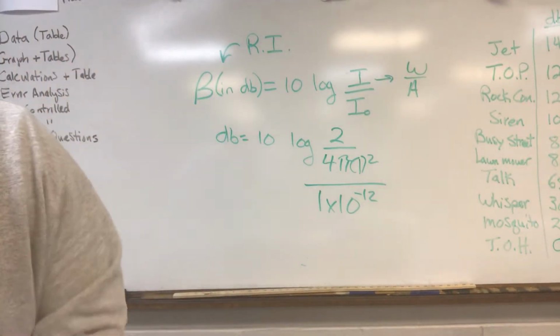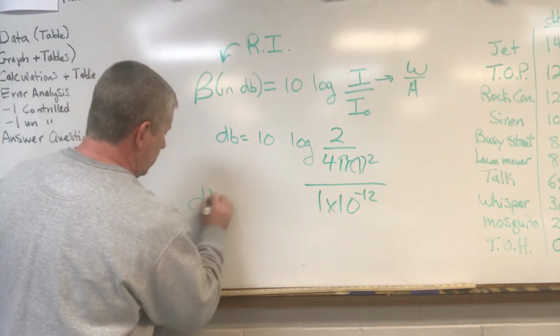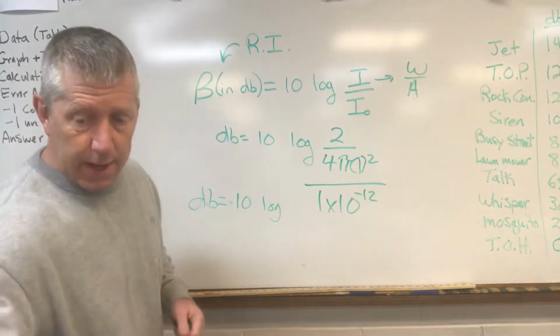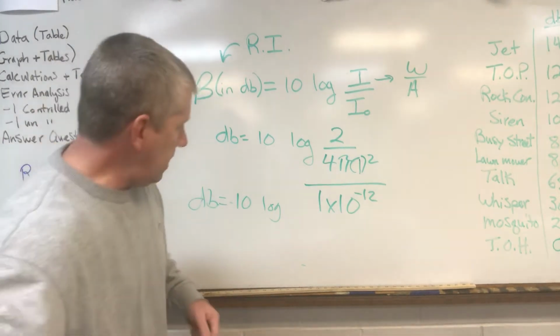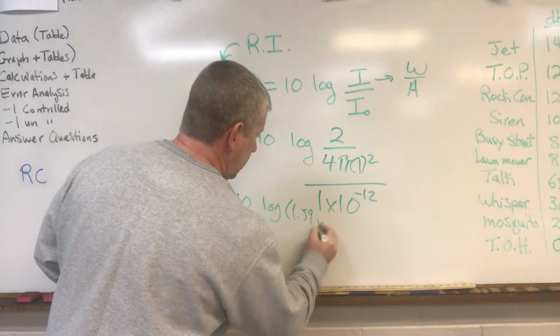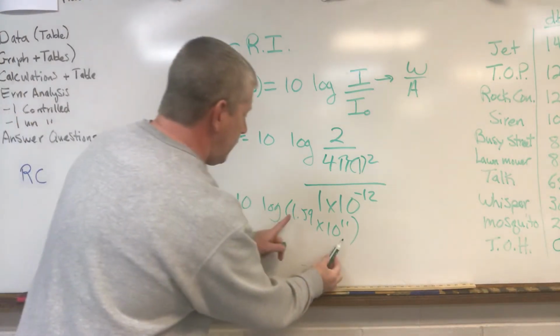It's 1.59 times 10 to the 11th. So right now, decibels equals 10 times log of 1.59 times 10 to the 11th. Now we take the log of this.